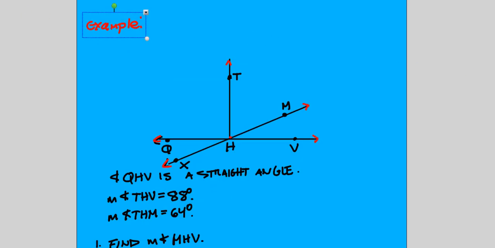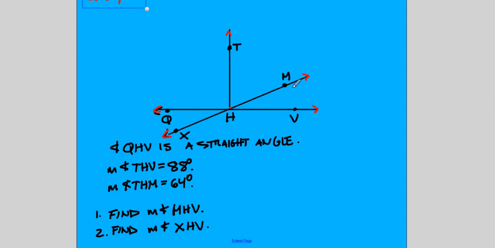Okay, in my next example, these are assumed to be straight angles here. Actually, I told you that. QHV is a straight angle. That means its measure is 180 degrees. So I'm not even going to put that on there. We should know that if it's a straight angle. The measure of angle THV is 88 degrees. And THM, which is this angle here, is 64 degrees. So now we should be able to answer my questions. Find the measure of angle MHV.